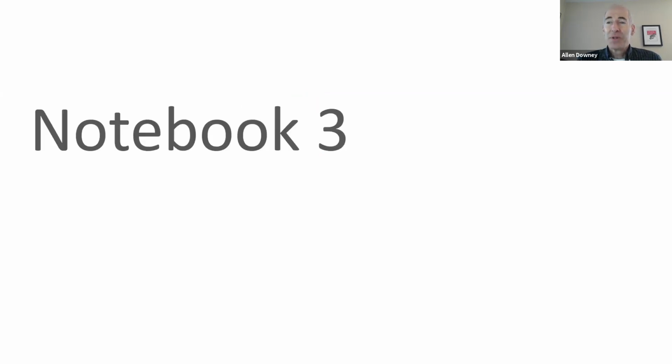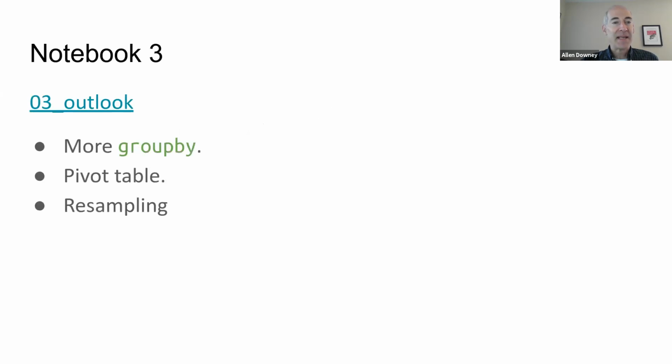So that's it for Notebook 2. I'm going to give you a chance to work on Notebook 3, and then we'll come back and debrief. Here's the link for Notebook 3. It covers a little bit more of the group by function and also a pivot table, and comes back to a topic from Notebook 1, which is resampling. So you can follow that link to the notebook, and in the next video, we'll debrief.